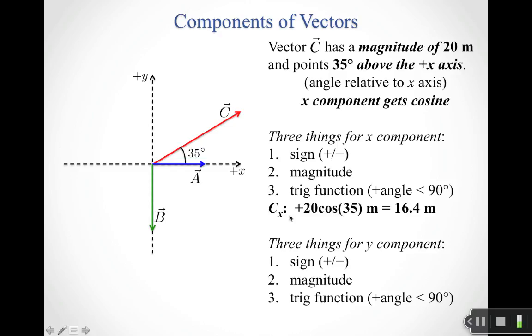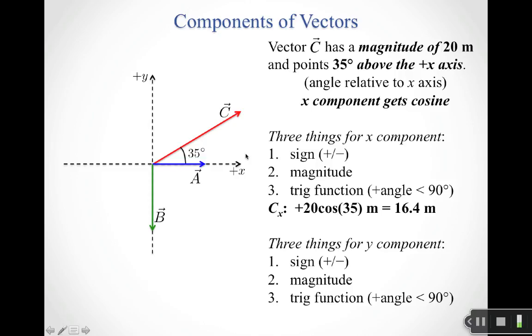We're going to play exactly the same game for the y component. When I look at the y component, the first thing I notice is, oh, it points up, so it will also have a positive sign. The magnitude's still the same, so whatever that value is, it's also got to be the same value in the y component.